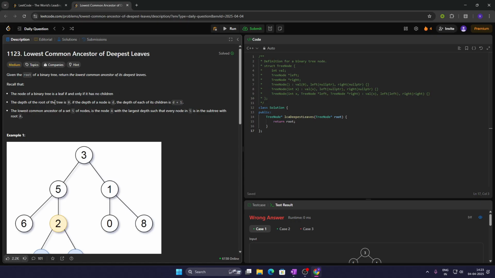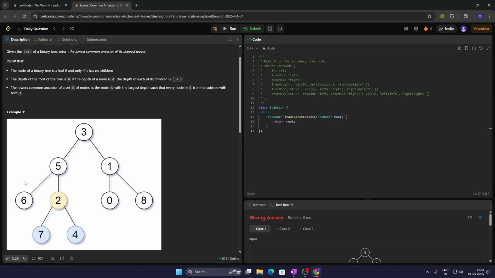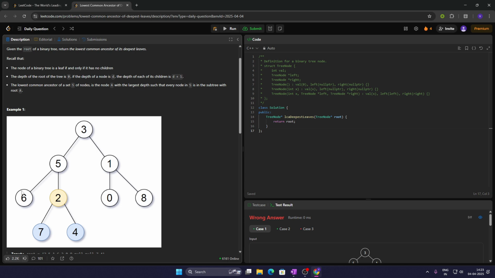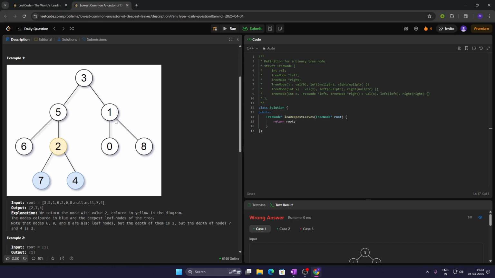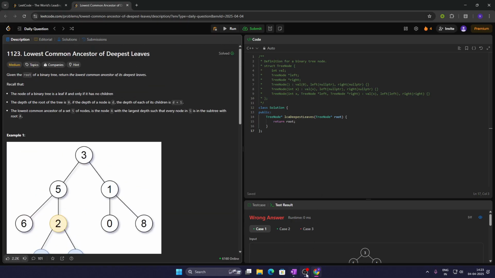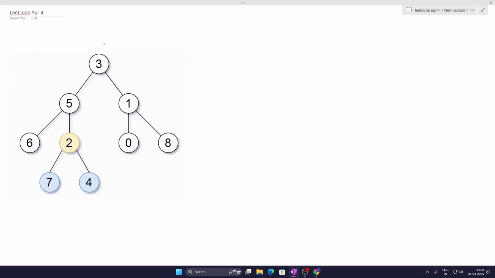The depth of the root node will be 0 and the children will be d plus 1, here 1, 2, 3 and so on. The lowest common ancestor is another point. Like in this picture, see what is the common ancestor to all the nodes. The common ancestor of all the nodes will be 3.